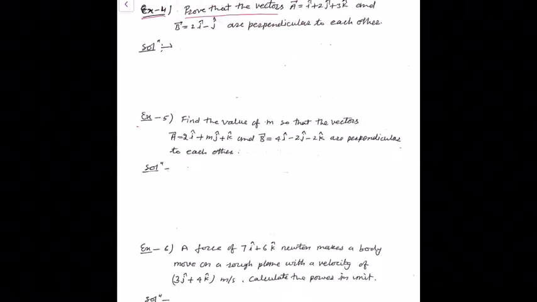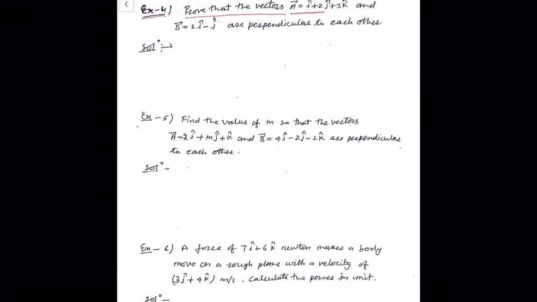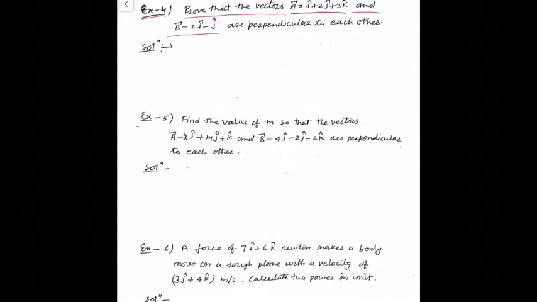Next, example 4. Prove that the vectors a vector is equal to i cap plus 2j cap plus 3k cap and b vector is equal to 2i cap minus j cap are perpendicular to each other. Solution: perpendicular to each other means a vector dot b vector is equal to 0. So first we can write a vector dot b vector.